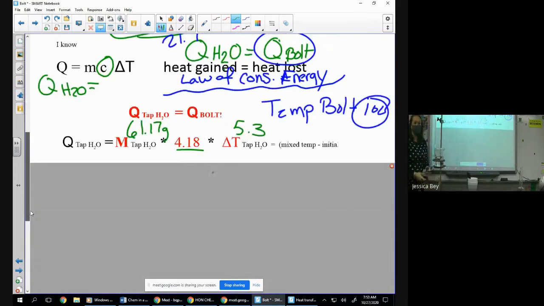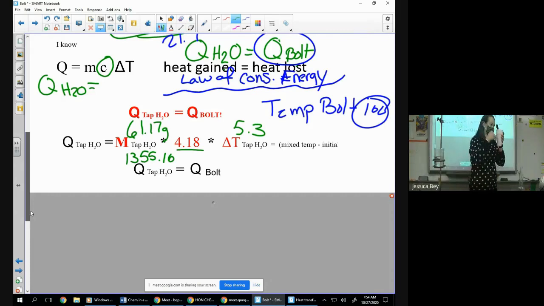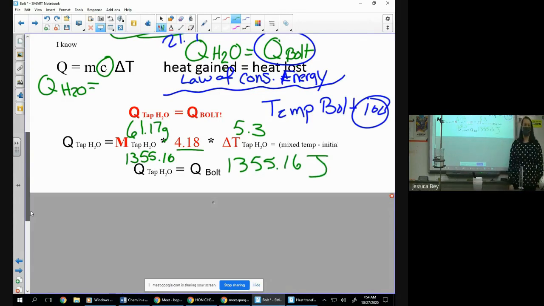Okay. Hopefully you guys can get at least that first Q. So let's do that. So 5.3 times 4.18 times 61.17. So did we all agree that the Q for the tap water is 1355.16? Okay, that's how much energy went into my water. That same energy came from the bolt. So I can say, how much energy did the bolt have? 1,355.16 joules. Okay, that's the exact same number.